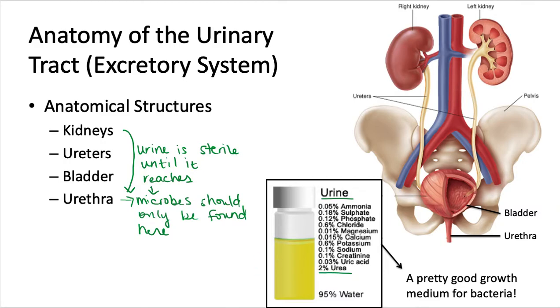So if you look at the color of urine, it looks fairly similar to a broth culture in a test tube. And for some microbes, urine can actually make a fairly good growth medium. And the number one component, of course, is water. Everything else in urine is water soluble.